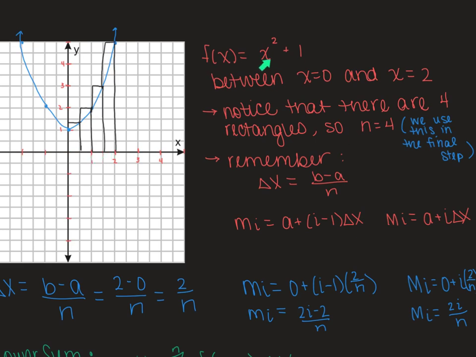So this is the function that was given to me. My values are between 0 and 2, and you can see where I'm starting at 0, my rectangles end at 2. And I have 4 rectangles. So that's kind of like all the given information.